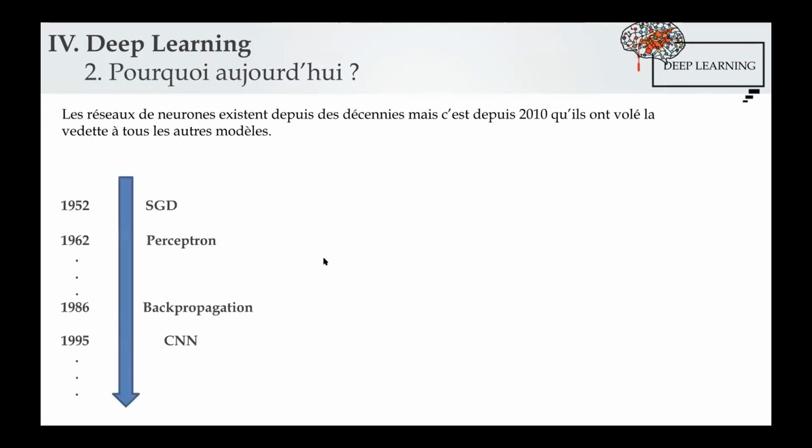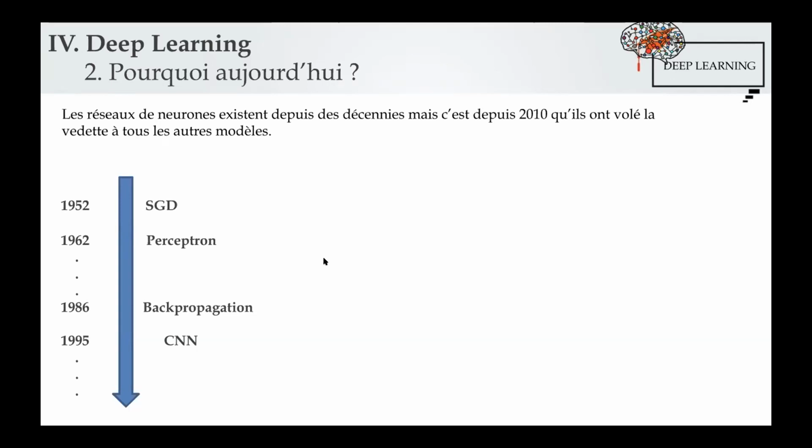Pourtant, en 1952, il y avait le stochastic gradient descent, un algorithme d'optimisation très efficace. En 62, il y a le perceptron. En 86, il y a le backpropagation, cet algorithme qui va permettre aux machines de pouvoir gérer avec les réseaux de neurones de très complexes problèmes. En 95, il y avait le CNN qui permet aux ordinateurs de pouvoir voir, un type d'algorithme très important aussi. Mais pendant ce temps, théoriquement c'était possible, mais il y avait des facteurs manquants.